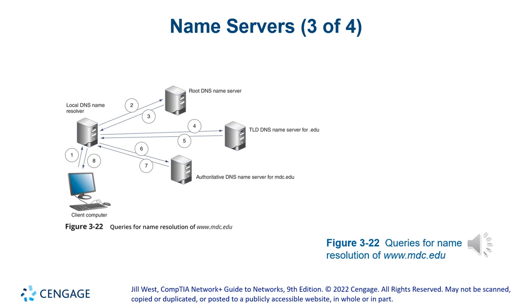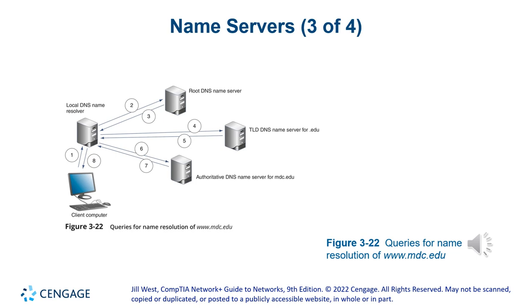So on step number one, I go to my local DNS server, in this case my AT&T DNS service or my Comcast DNS service. I say, hey, I need the address for mdc.edu. So it goes to the root server, and then he replies back, oh, go ask the top level domains. So on the top level domains, I'm looking for the name servers for this mdc.edu.